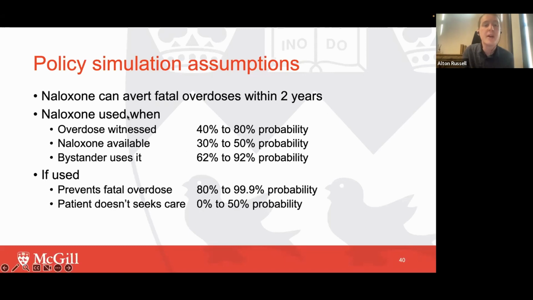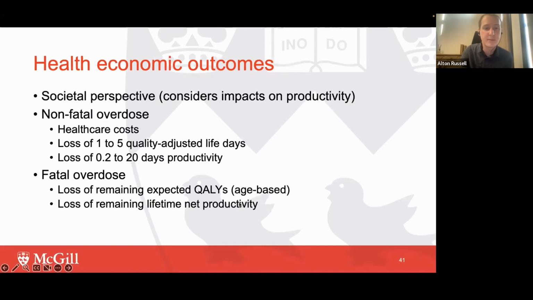But for it to be used, there has to be a witnessed overdose. The naloxone has to still be available, so it can't be lost, and the bystander has to actually use it. If it's used, we assumed some uncertainty in whether it prevents fatal overdose. This uncertainty is not so much due to uncertainty in whether naloxone is effective, but more whether it would be used correctly. And if the patient doesn't seek care, this doesn't have any impact on the main outcome, which is averted fatal overdose, but it does have some implications in terms of our costs.